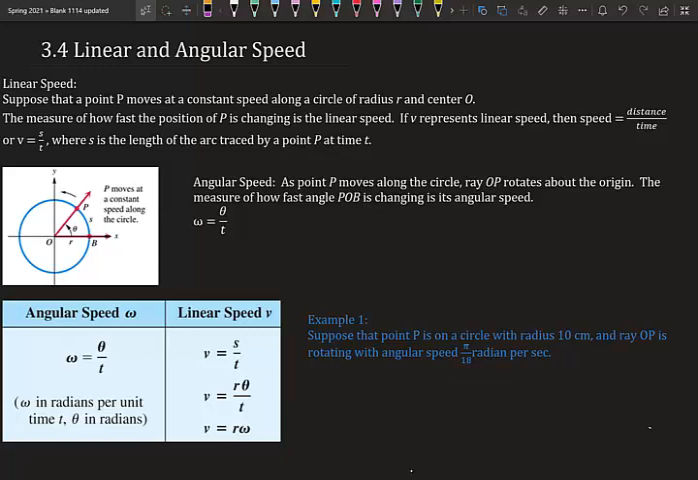So speed is distance over time, but when we're talking about a circle, v is s over t, sector length over time, because we're talking about how fast it's going and rotating around the circle. Angular speed: as point P moves along the circle, ray OP rotates about the origin. The measure of how fast angle POB is changing is its angular speed, omega equals theta over t. So the change is going to be your angle over time. That makes sense, because that's how much you're opening.